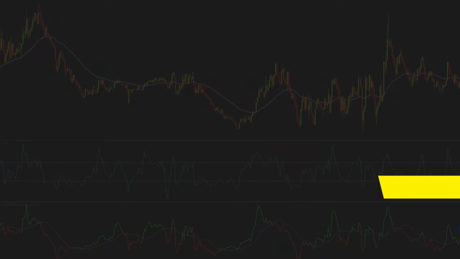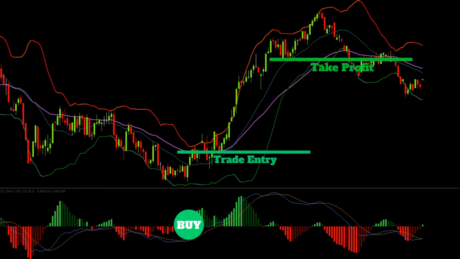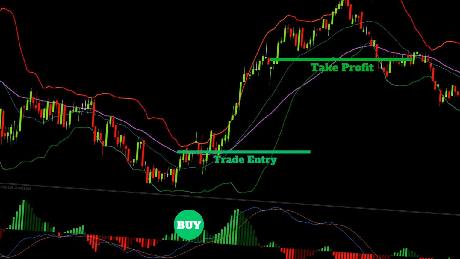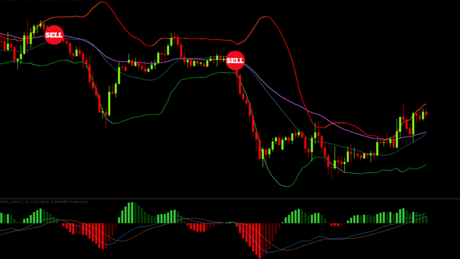Rules for long day trade. MACD above signal line and zero line. Place a buy stop order at the upper band of Bollinger Bands. Rules for short day trade. MACD below signal line and zero line. Place a sell stop order at the lower band of the Bollinger Bands.